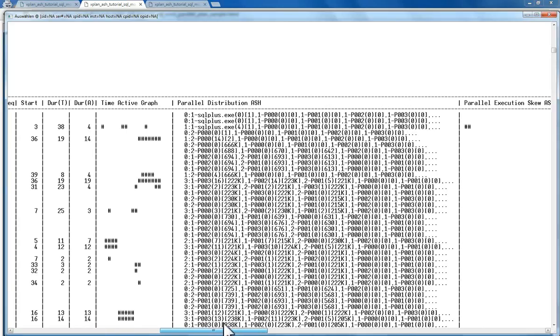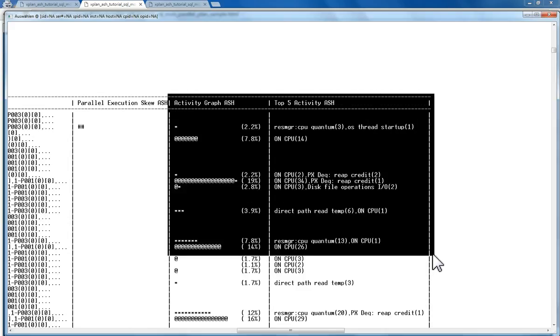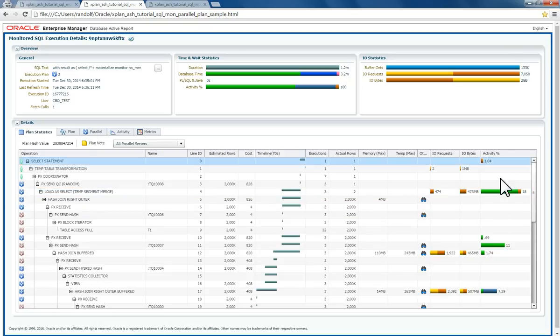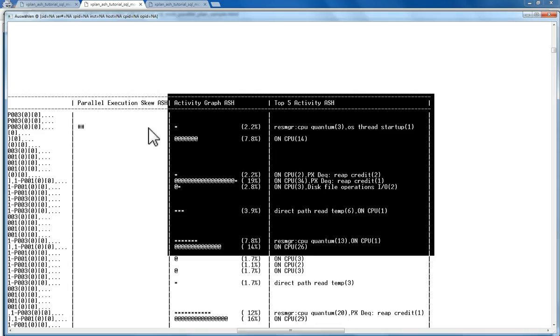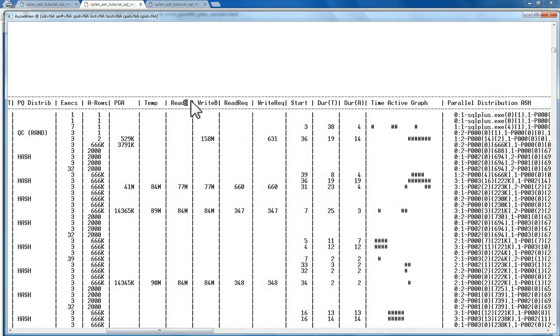The point here is that you have these two columns in the explain-ash output that are supposed to represent the same information that you get from this activity column in the official real-time SQL monitoring output. And the other columns I've already mentioned. So we have these IO requests and IO bytes columns and so on. These are the ones that I already mentioned here.